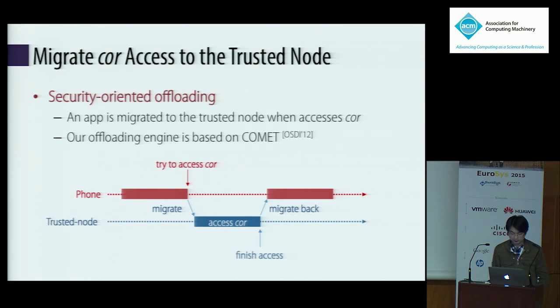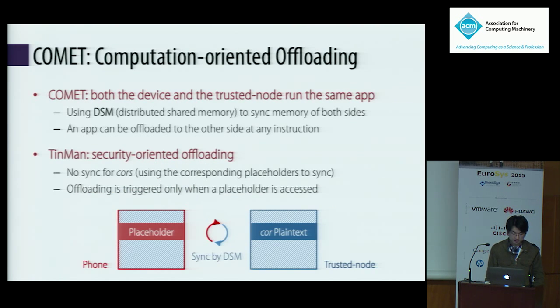Our offloading engine is based on COMET. Let me give a brief introduction to COMET. COMET is a system that uses DSM to sync memory between both sides. So both the device and the trusted node can run exactly the same application, and the application can be offloaded to another site at any instruction.